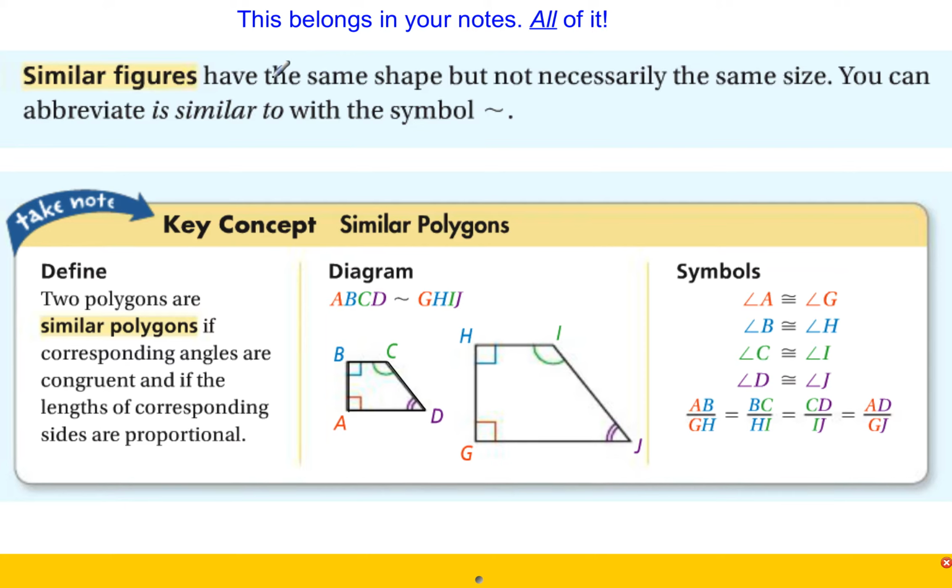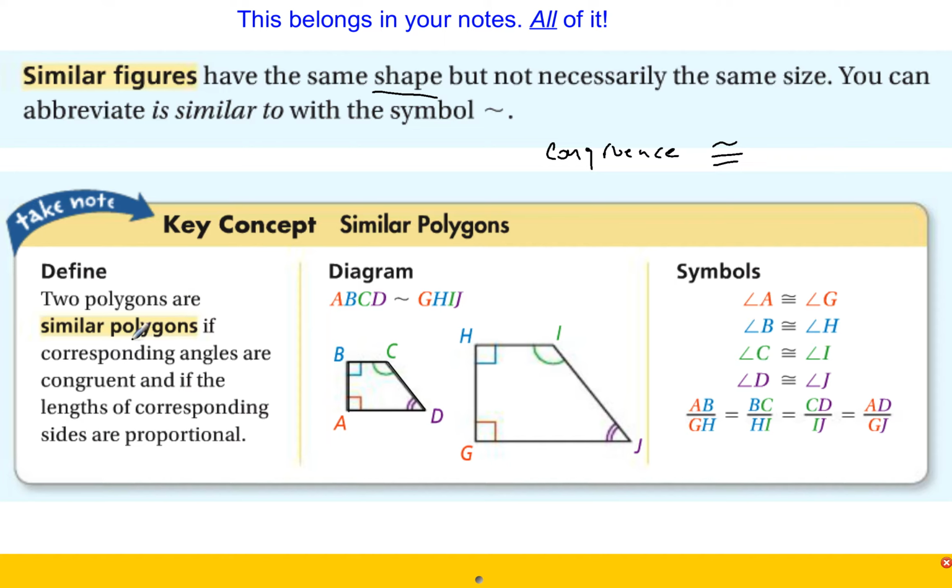So similar figures have the same shape but not necessarily the same size. You can abbreviate similarity, or "is similar to," with the tilde symbol. If you remember when we talked about congruence, the symbol for congruence was the tilde with the equal sign underneath. That's congruence. Similarity is just the tilde sign. So if we want to say two figures are similar, we use the two figures: ABCD is similar to GHIJ. So let's take this definition down.